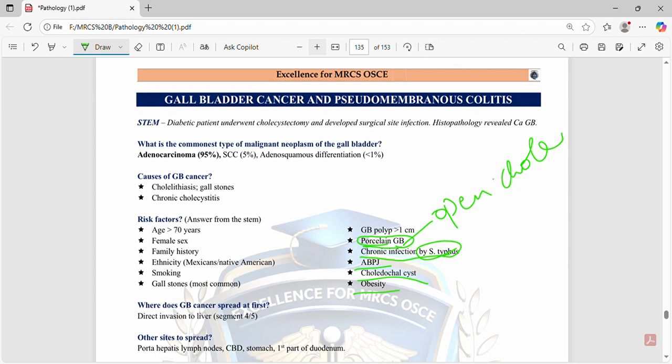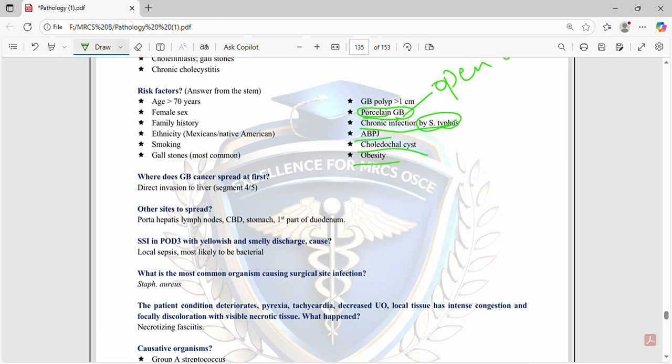Where does gallbladder cancer spread first? A direct invasion to the liver, segments 4 and 5. To be very specific, segment 4B and 5. Other sites of spread: porta hepatis, lymph nodes, CBD, the stomach, and the first part of the duodenum. So these are the surrounding neighboring structures.